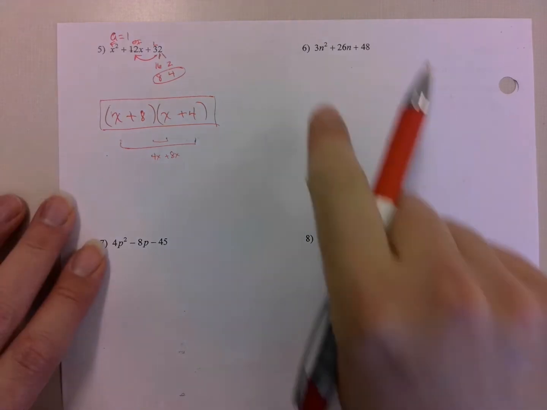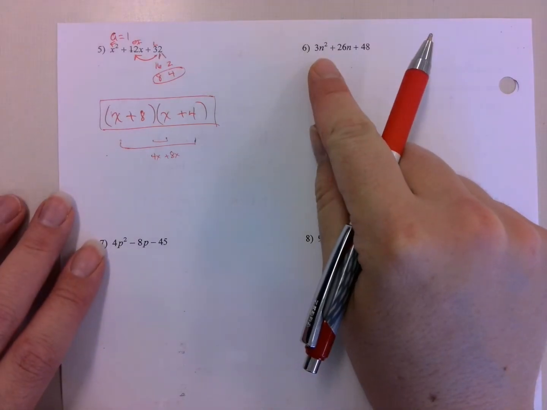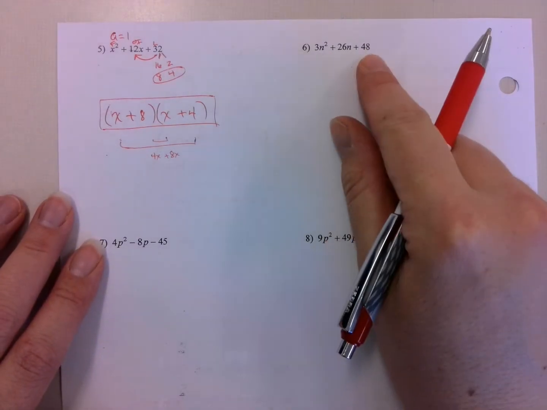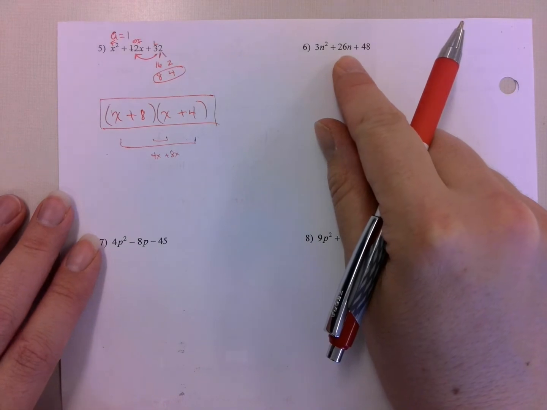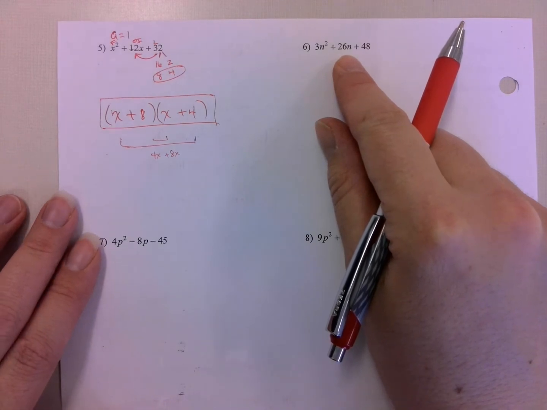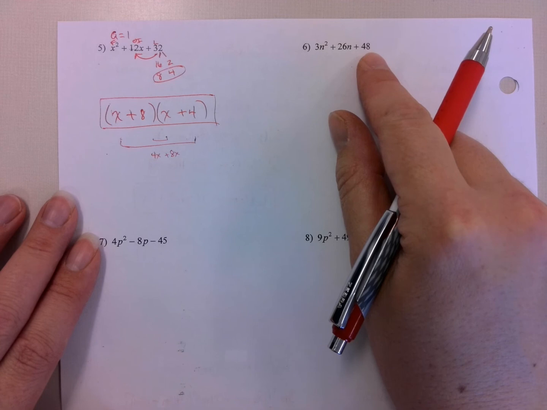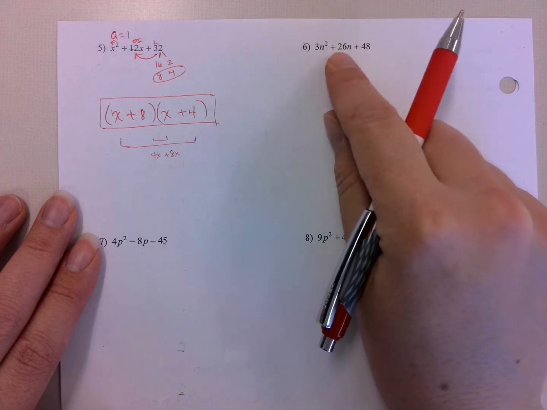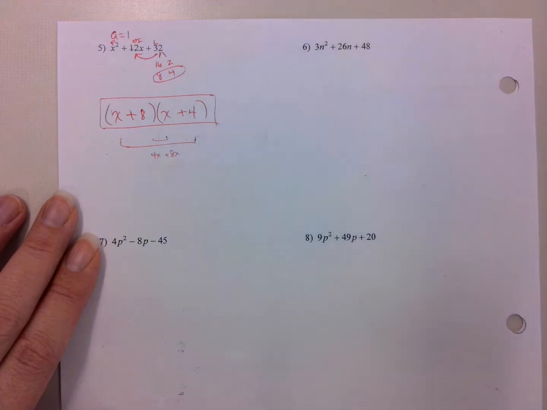So over here in this problem, the first thing I want to do is find a GCF. 3 went into these, but it doesn't go into 23. Quick check, is it divisible by 3? Add up the digits. 4 plus 8 is 12, which divides by 3. So if the sum of the digits divides by 3, then the number does. But 2 plus 6 is 8, and that does not divide by 3, so 26 does not. Okay, so no GCF. Now I can jump in and do trial and error.